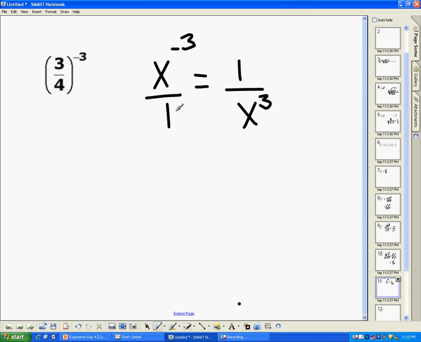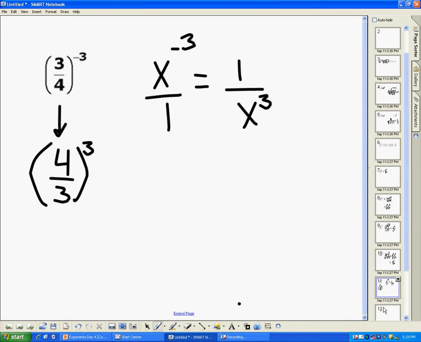Well, if you think about it, really what you're doing is you're taking what's up top, moving it to the bottom, and taking what's on the bottom and moving it to up top. You're swapping your numerator and your denominator and making the bottom positive. So that's what you are going to do here. You're going to say that this is the same thing as 4 over 3 cubed. And it's now positive.